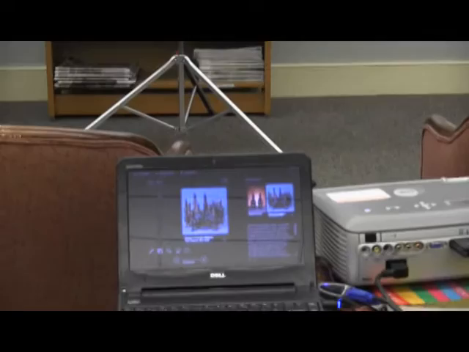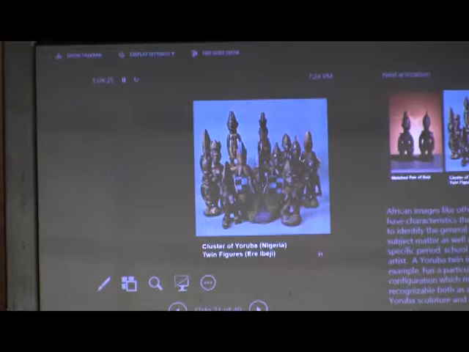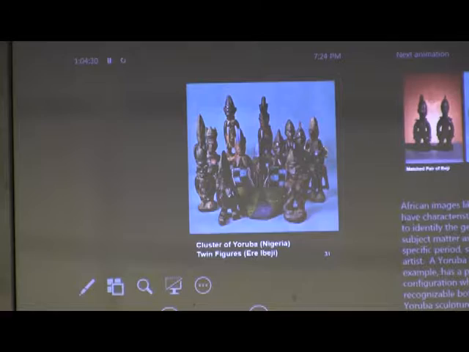African objects, basically, and these are a group of twin figures from Nigeria. These are two little twin figures, and I'll hand them around. And they like to be handled because they're children of wood. I'll hand this one around. In terms of how they were made and used, they are memorial figures for a deceased twin.